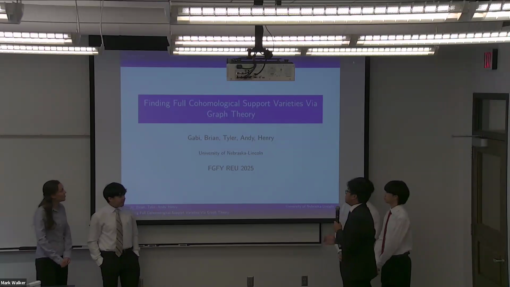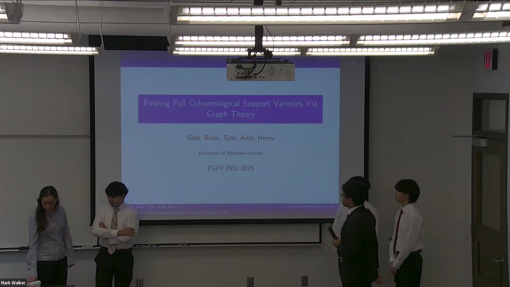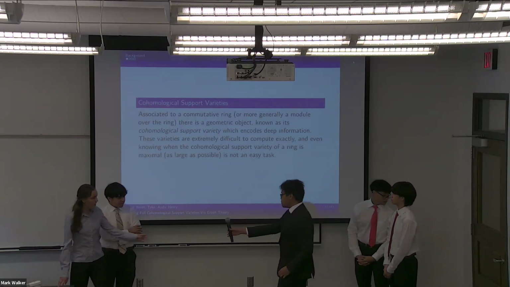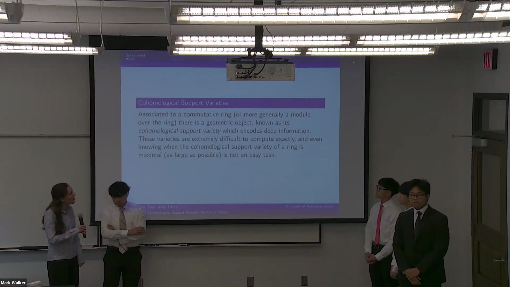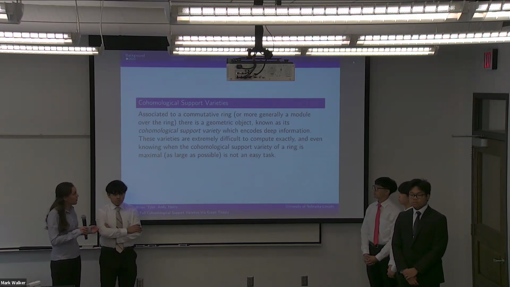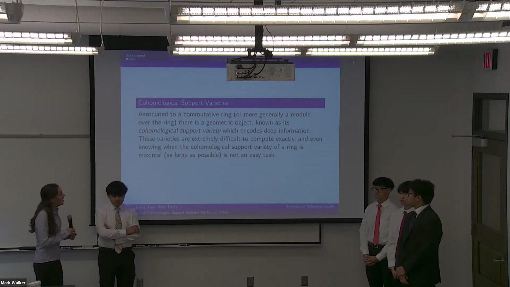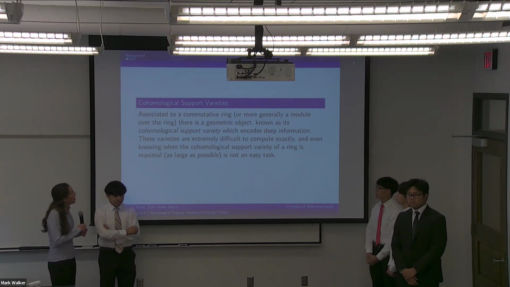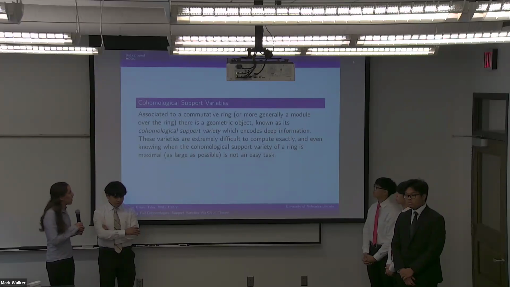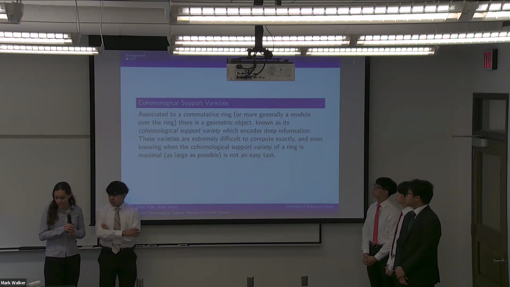And this is a presentation about finding cohomological support varieties via graph theory. Okay, now for a little bit of algebra background. We didn't learn this, but it is important for our motivations. Associated to a commutative ring, there's a geometric object known as its cohomological support variety, which encodes deep information. These varieties are extremely difficult to compute exactly, and even knowing when the cohomological support variety of a ring is maximal is not an easy task.